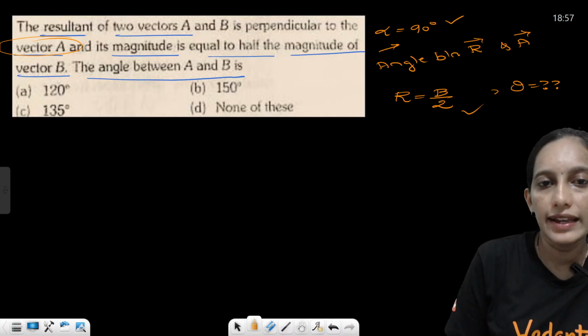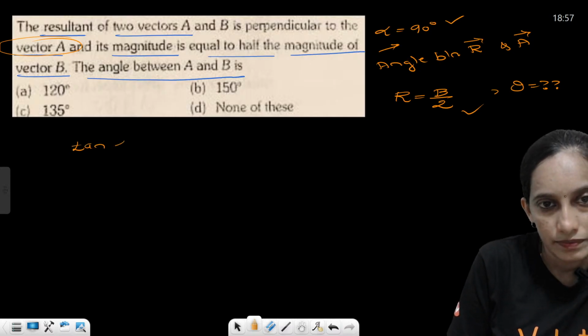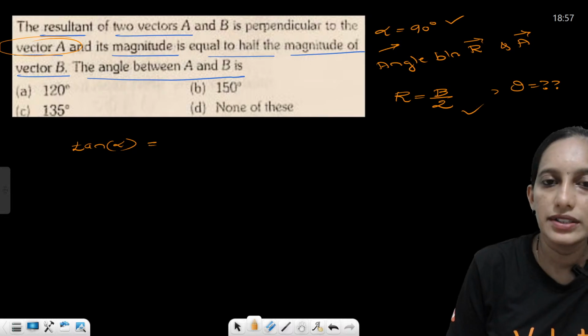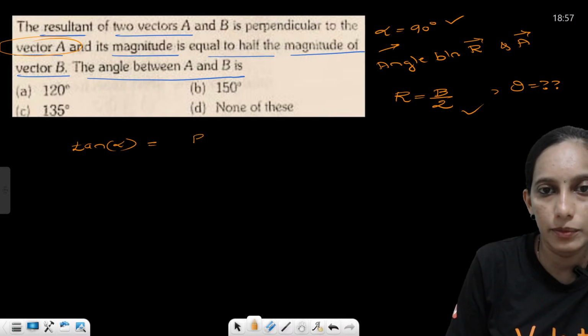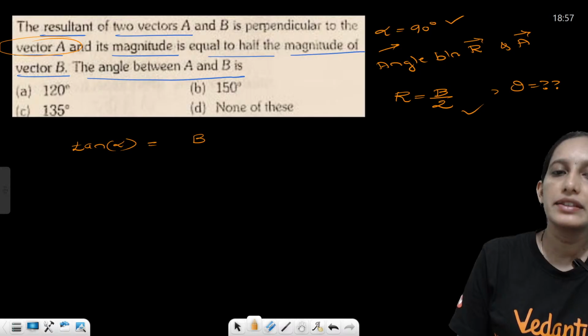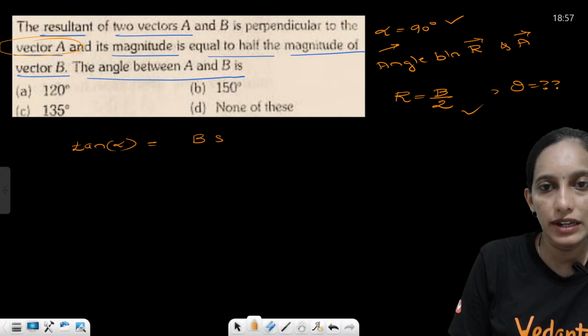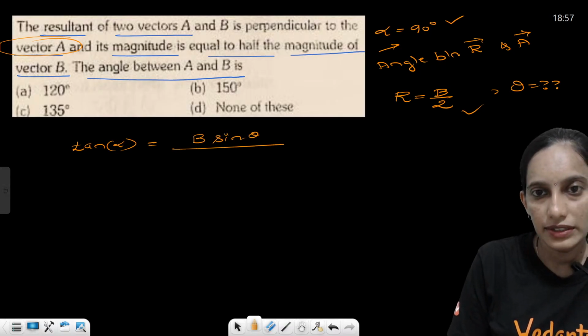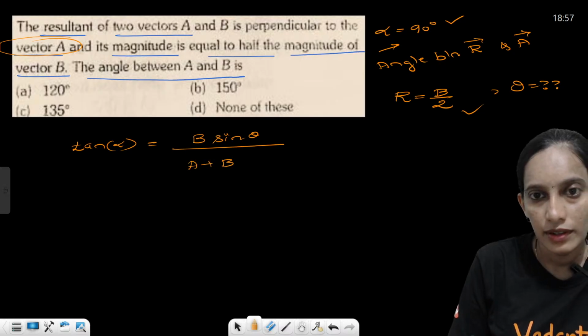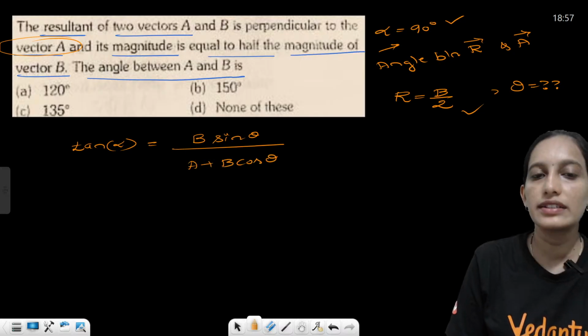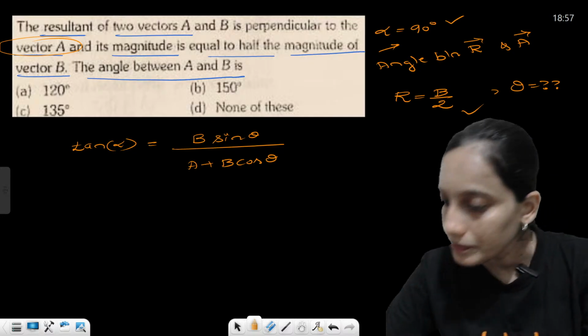First I will take the tan alpha formula. Tan alpha is equal to, hope you can remember the formula. If alpha is defined between A and R, the formula is B sin theta by A plus B cos theta.